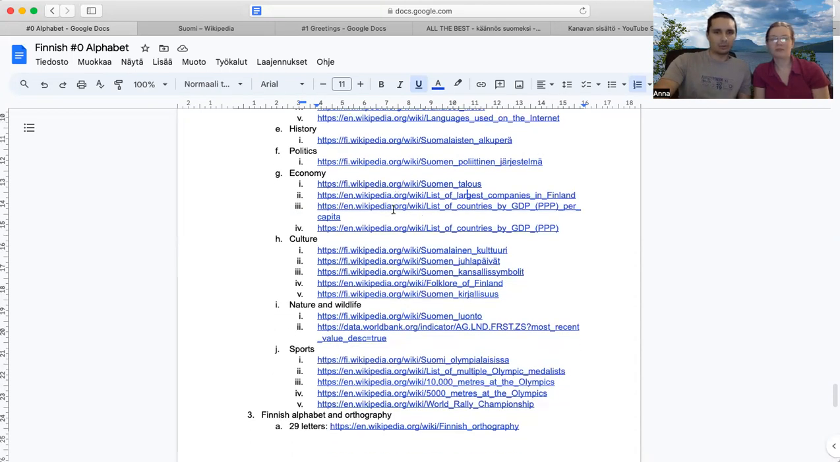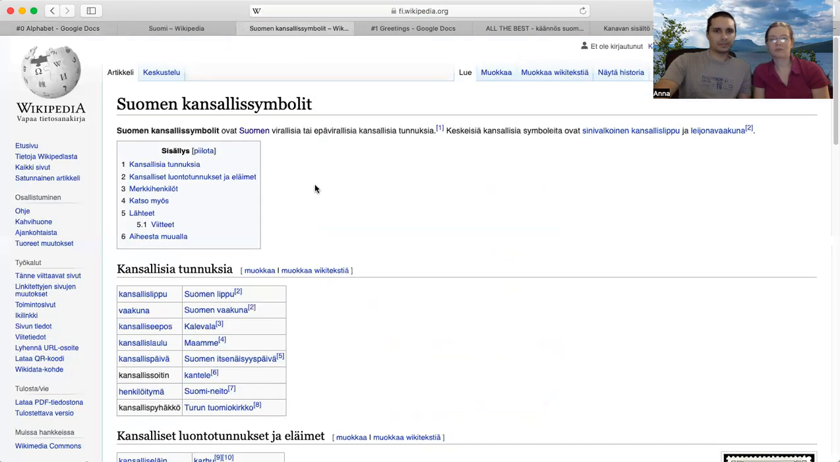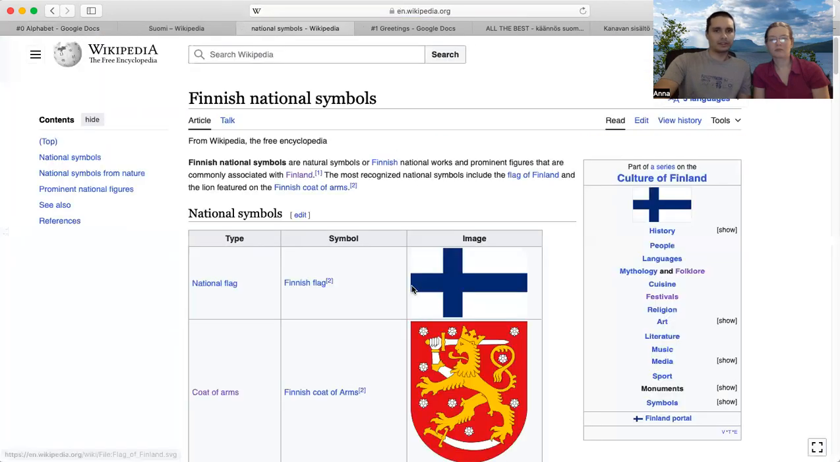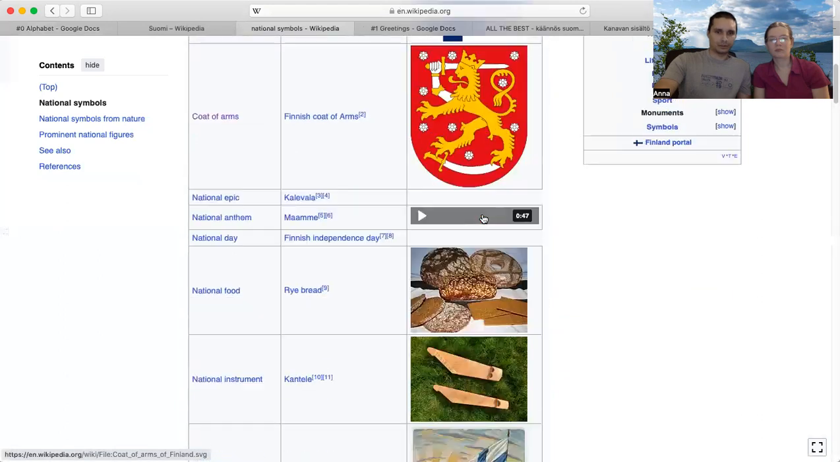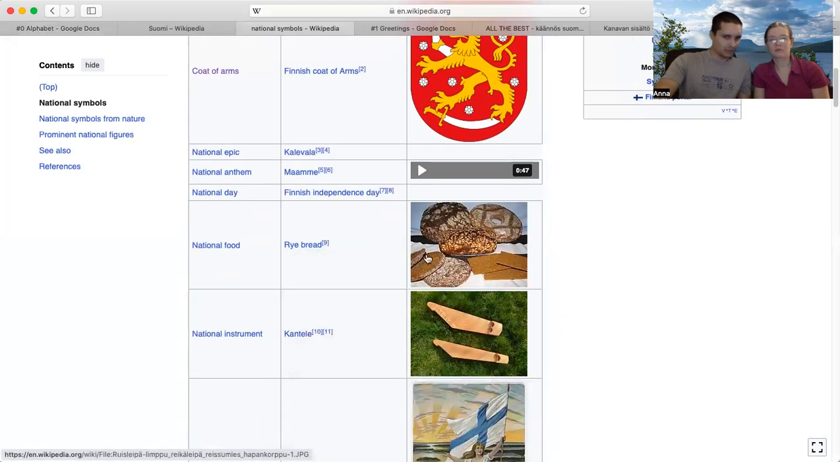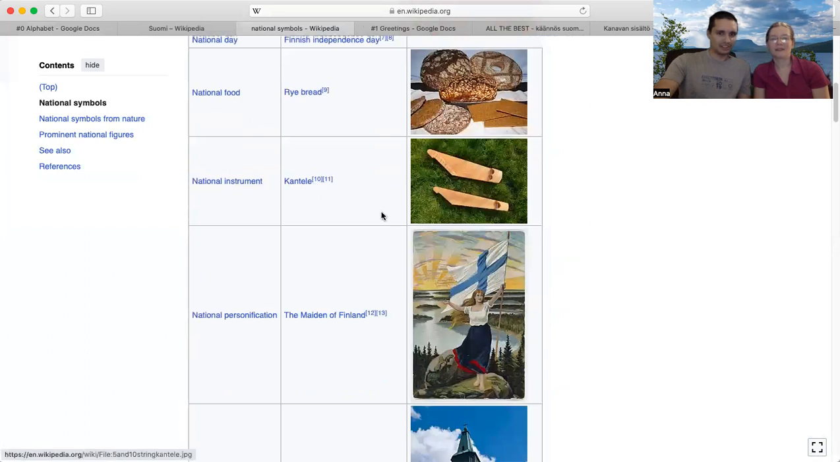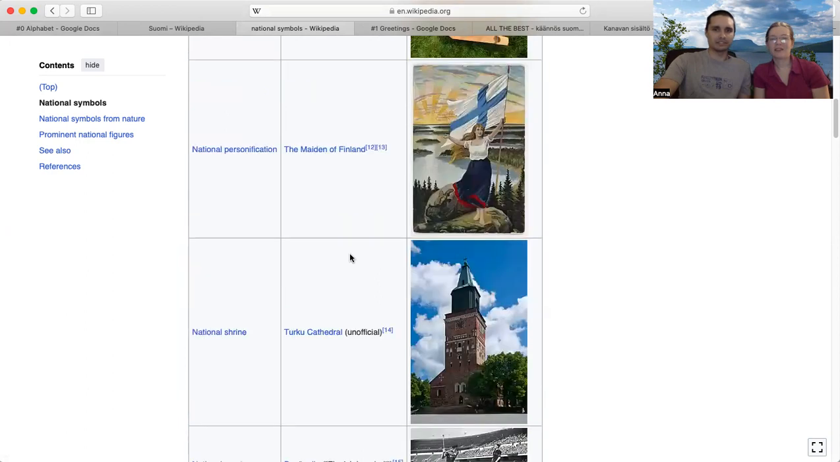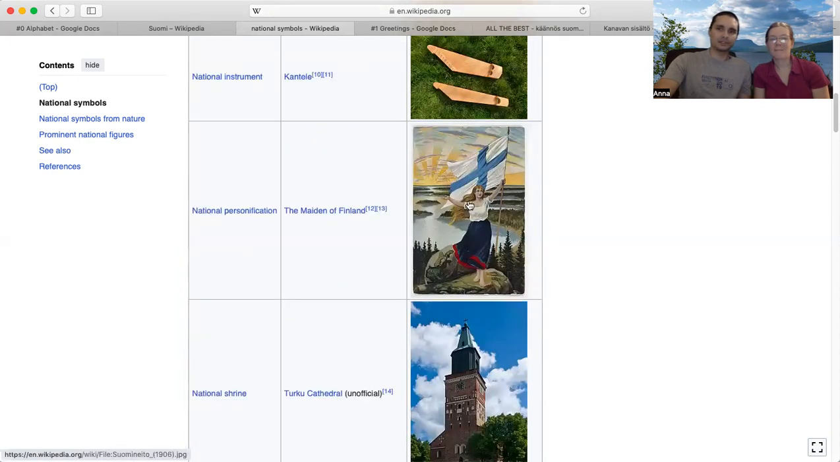And culture. I can introduce you to the Finnish national symbols. Okay, the flag, coat of arms, national food, rye bread, national instrument, kantele, national personification, the maiden of Finland. I think this kind of imagery was more shown in the 1800s when we had the nationalistic movement, like most of the countries in Europe.